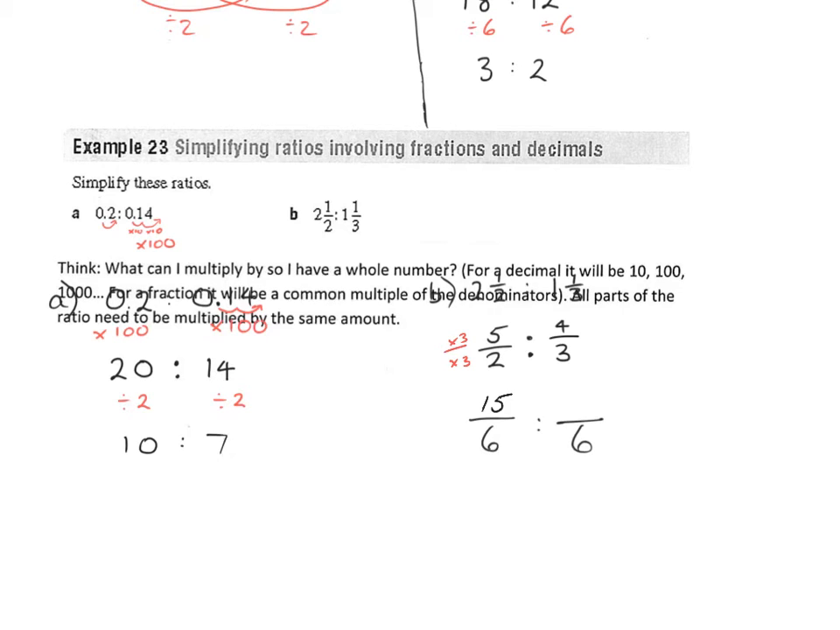On the right-hand side, I had to times by 2 to get the denominator of 6, so I'm going to times the numerator by 2 as well to keep it as an equivalent fraction. So I've got 15 over 6 to 8 over 6. And then to get rid of our denominator, the bottom of our fraction, we're going to times both sides by 6. So our ratio is 15 to 8.